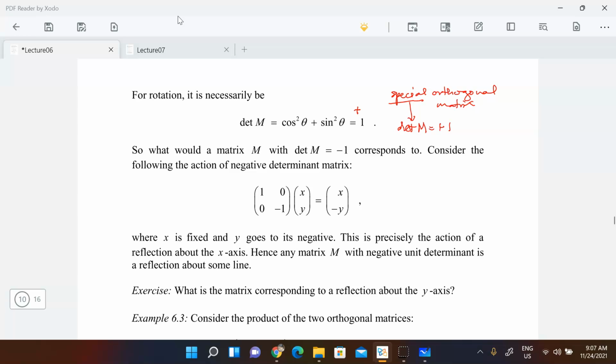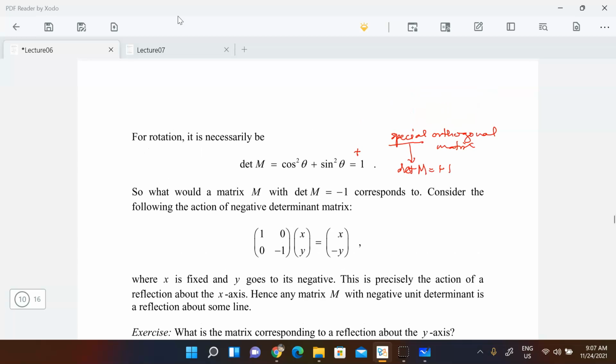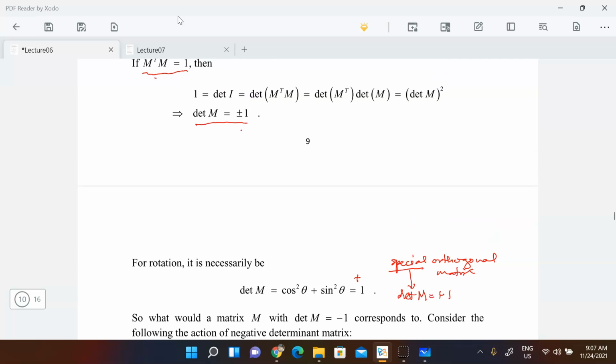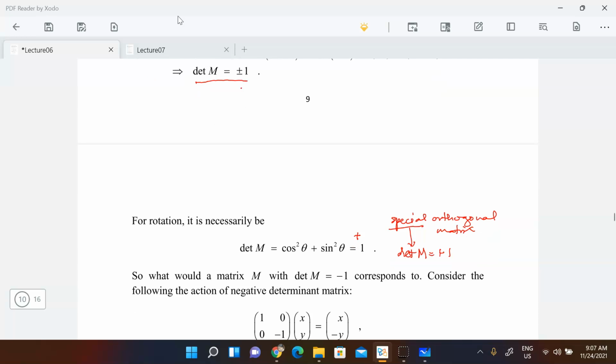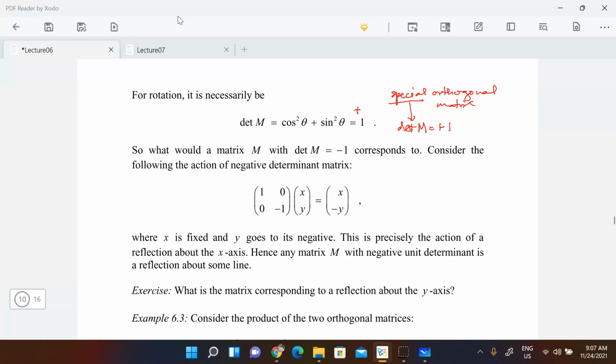Now, one can ask what would be the case if your orthogonal matrix has determinant minus 1. What is a matrix with determinant minus 1? Well, we take the simplest case in this particular example. Here you can take this matrix, which you can see will give you a determinant of minus 1.